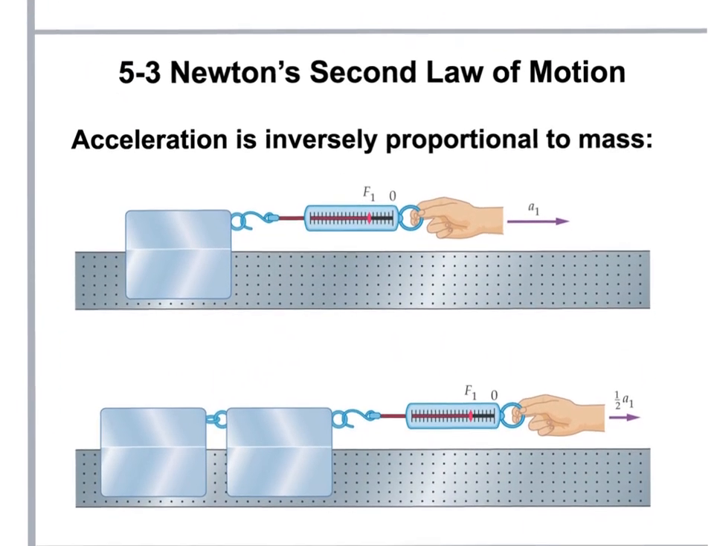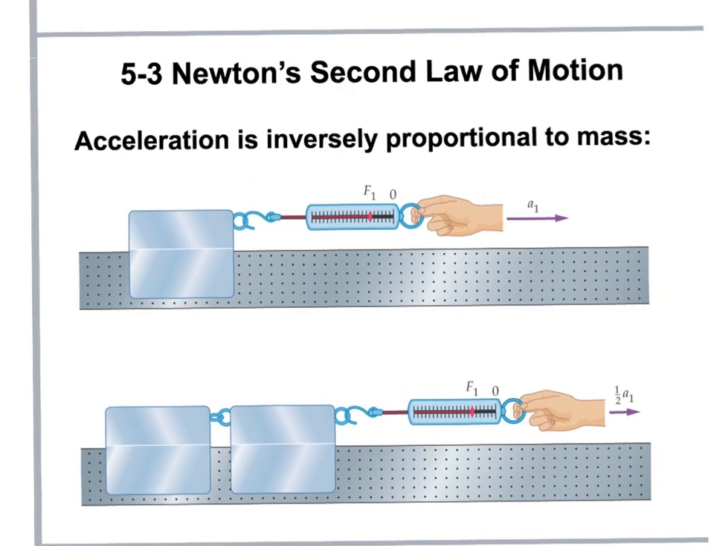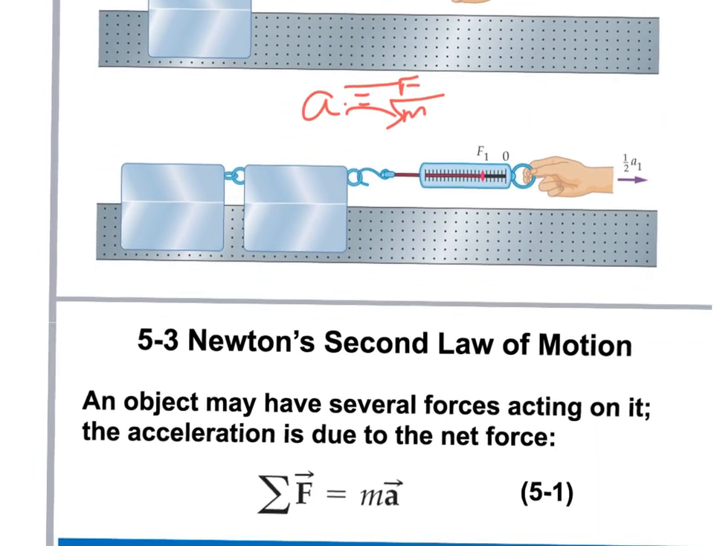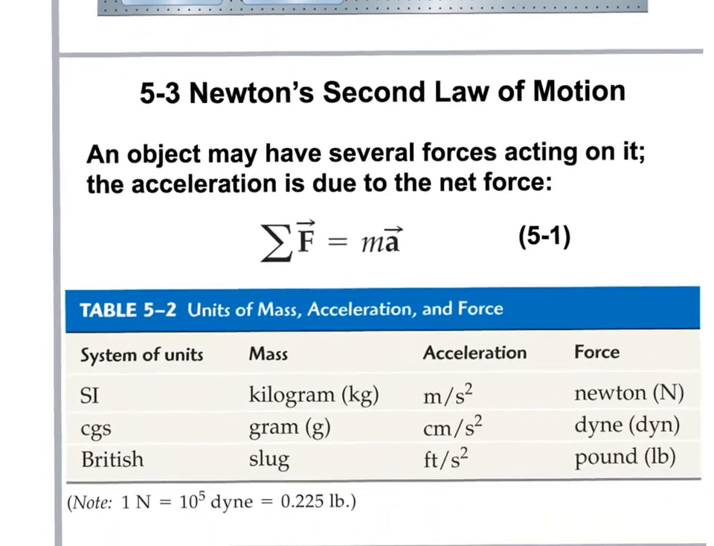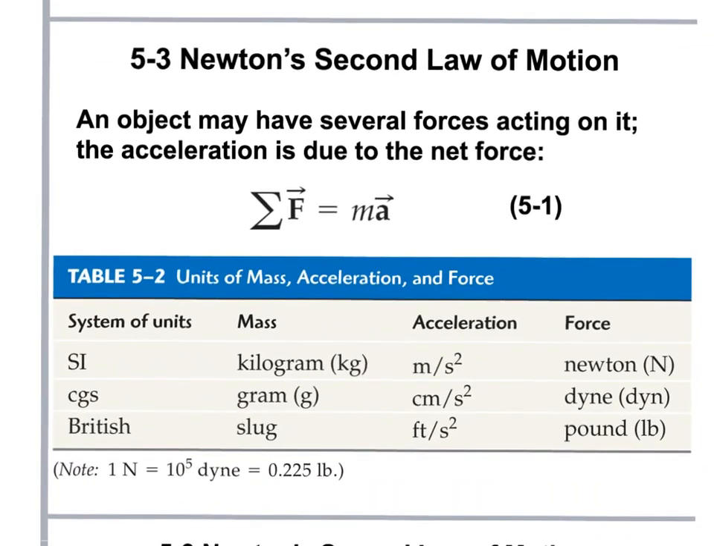So Newton's second law, acceleration is inversely proportional to mass. And that goes back to our equation here, where we have our force divided by our mass. So the acceleration equals force divided by mass. So acceleration and mass are inversely proportional and directly proportional to F. An object may have several forces acting on it, and the acceleration is due to that net force. So again, we're going to do that summation there.